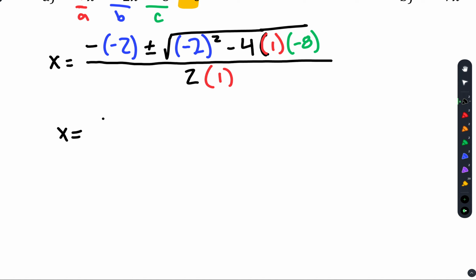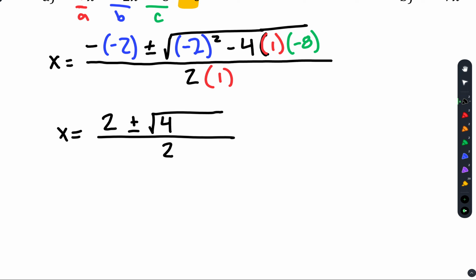So negative 2 is 2, plus or minus. I like to do the stuff on the outside first, so 2 times 1 is 2. The square root is the hardest thing to simplify, so I usually save that for after I simplify the easy stuff. So negative 2 squared is 4. And then here's how I think about this.